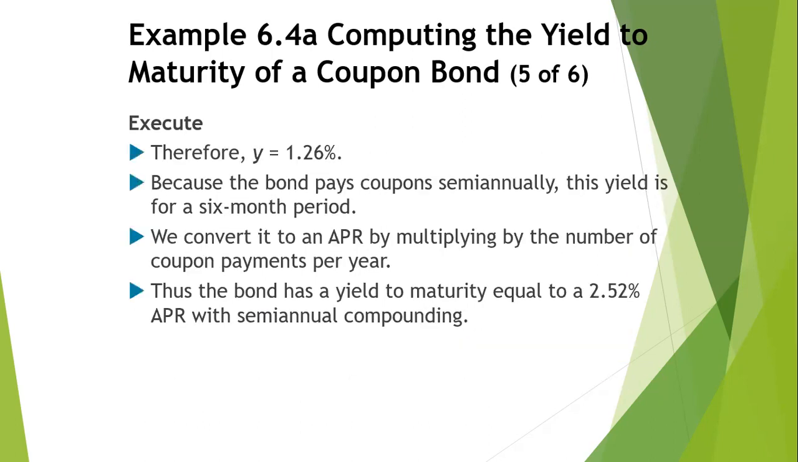To execute, therefore, Y equals 1.26%. Because the bond pays coupons semi-annually, this yield is for a 6-month period. We convert it to an APR by multiplying by the number of coupon payments per year. Thus, the bond has a yield to maturity equal to 2.52% APR with semi-annual compounding.